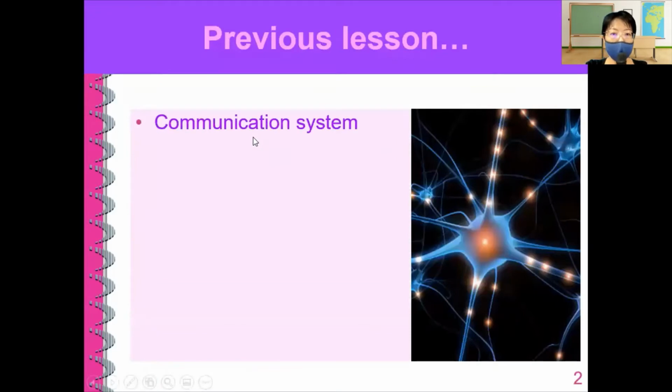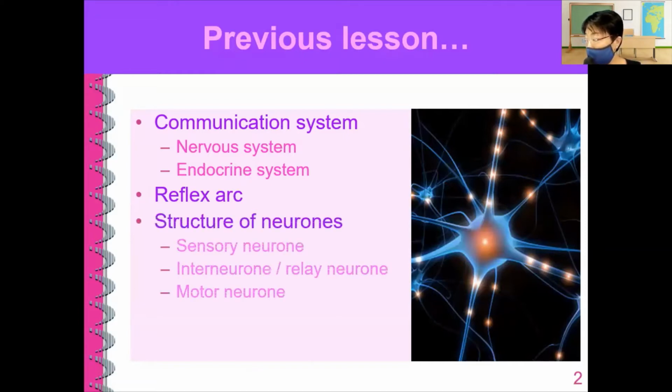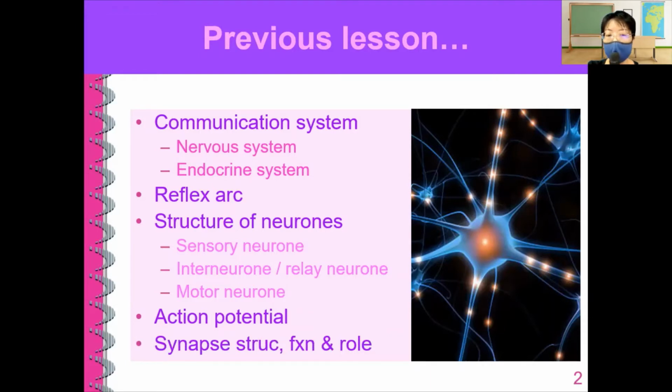So in the previous lesson, we have looked at the communication system, which is made up of the nervous system and endocrine system. And we have also looked at the reflex arc as an example of the simplest stimulus response model, where you learn 3 neurons are involved. You have also looked at the structure and the function of the neuron, and the initiation of action potential in a neuron that is at rest. How do we kickstart the action potential? We have also looked at the synapse structure and function and the role of having synapses in our body.